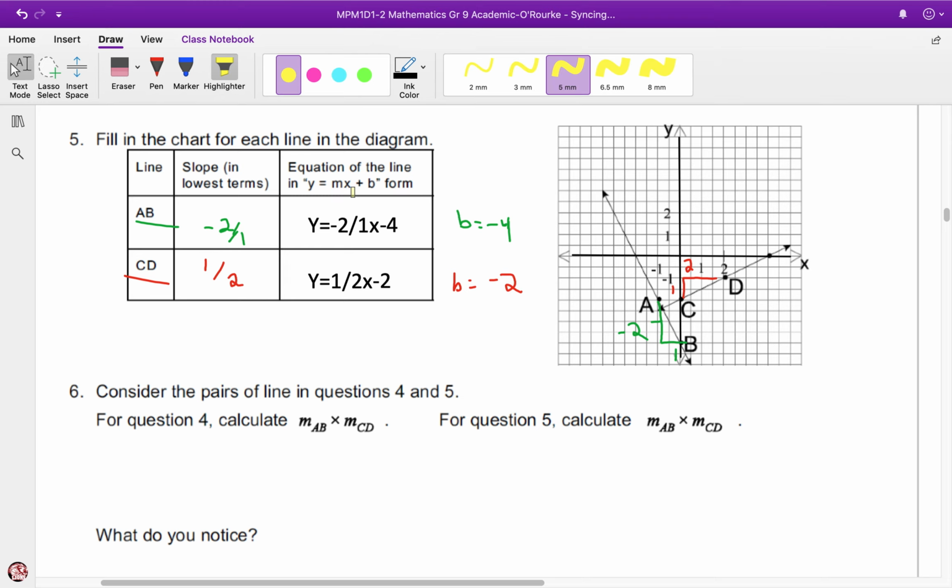If you look here, these are flipped. It's a negative reciprocal. So you flip it and change the sign. It's negative 2 over 1. The negative reciprocal of that is going to be, you flip it, so 1 over 2, and we change the sign. So it's negative here, so it's going to be positive here.